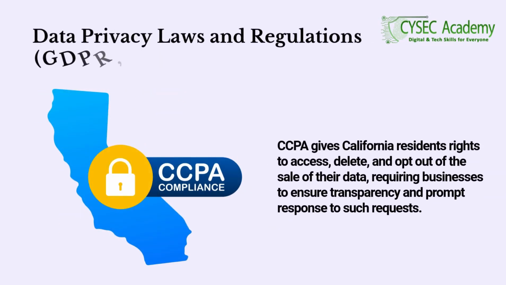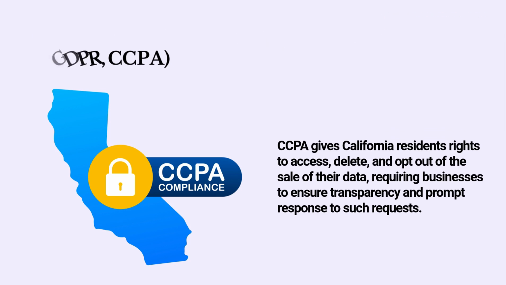2. California Consumer Privacy Act, CCPA. The CCPA is a state-level law in the United States that grants California residents specific rights over their personal data. It emphasizes transparency and control, allowing consumers to know what personal information is being collected, request the deletion of that information, and opt out of its sale to third parties.